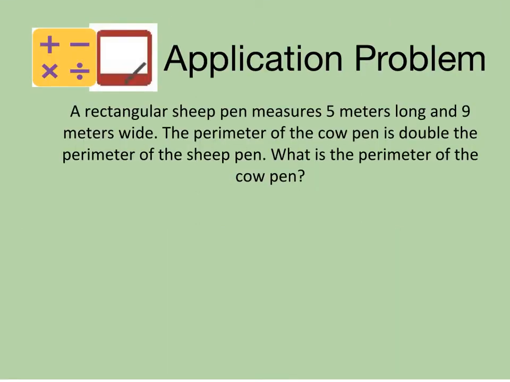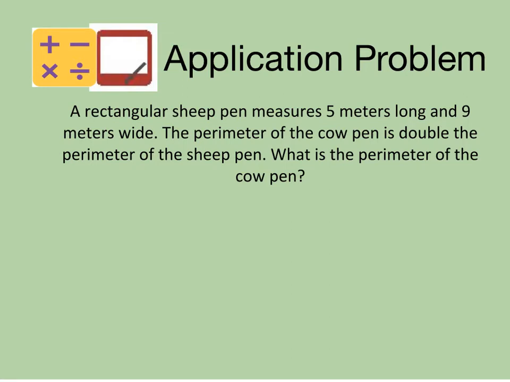Okay, boys and girls, I hope you have a piece of paper and a pencil handy, because here's our application problem for today. A rectangular sheep pen measures 5 meters long and 9 meters wide. The perimeter of the cow pen is double the perimeter of the sheep pen. What is the perimeter of the cow pen? I want you to try to figure this out on your own.